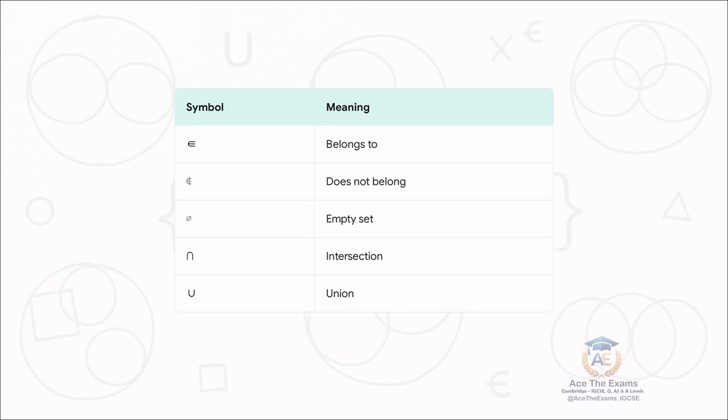The fourth symbol, the upside-down U, is the intersection. Think of it like a physical road intersection. It's where two streets overlap. In math, it represents the elements that belong to both sets at the exact same time.